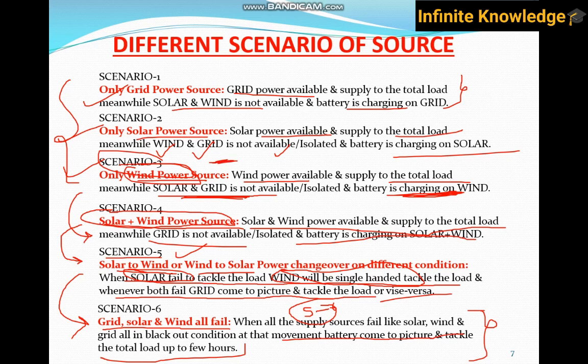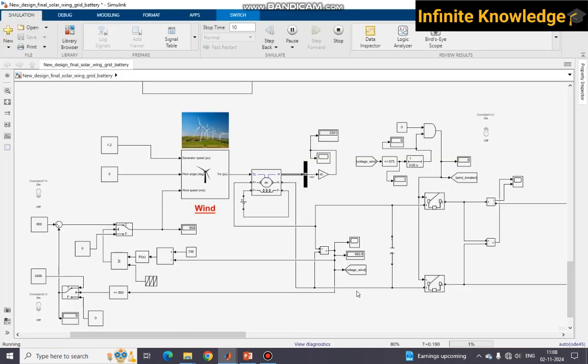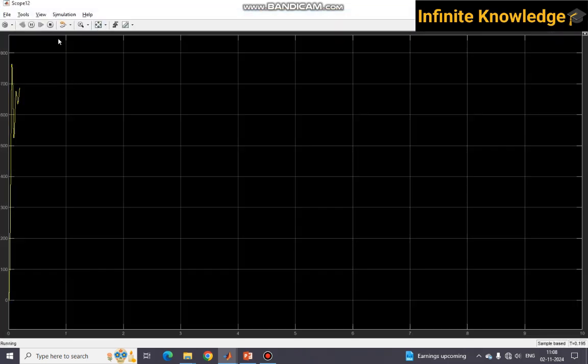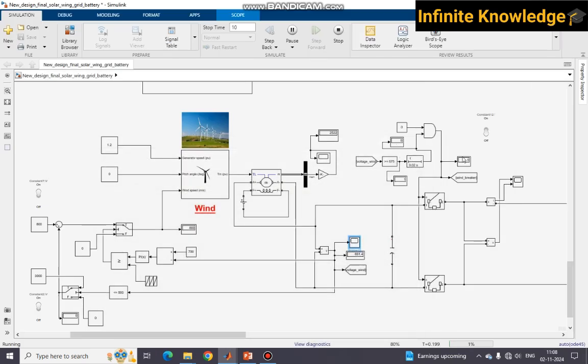So right now we are on scenario 3, and what is this? Scenario 3 is: the wind breaker is closed and applied to the load. Yes, this takes some time to come to the stable condition, as we already know. After some time, when it comes to the stable condition, this breaker will get on and supply to our load. Okay, so you can see here.